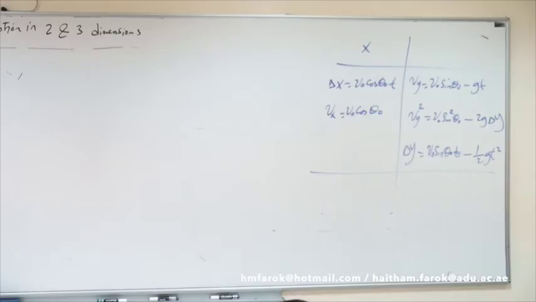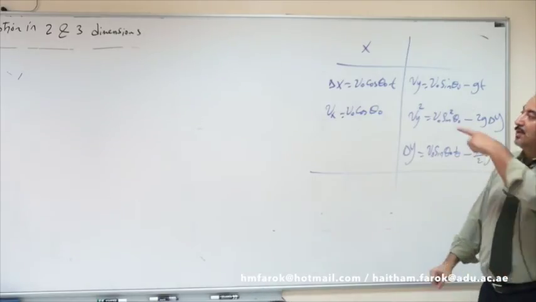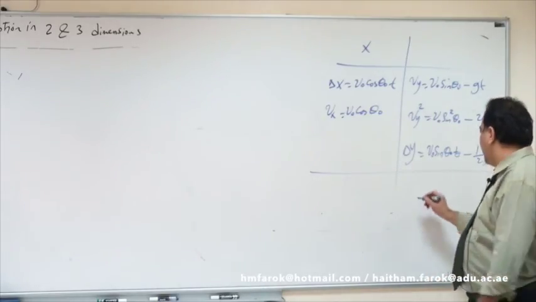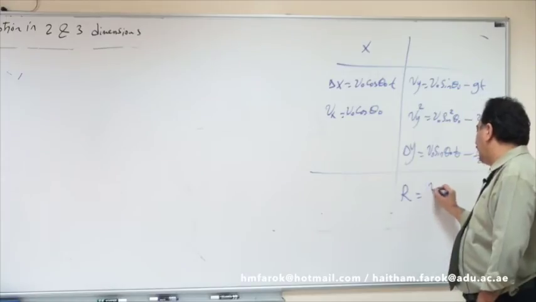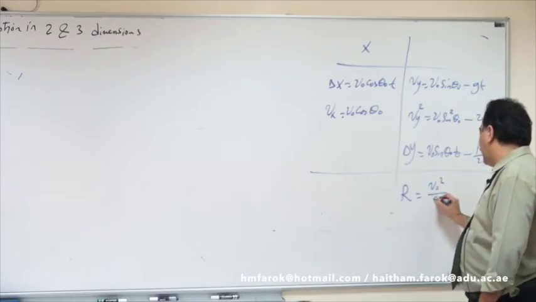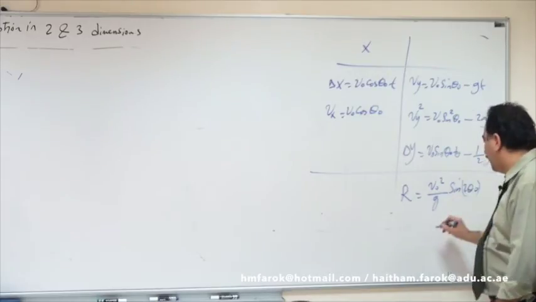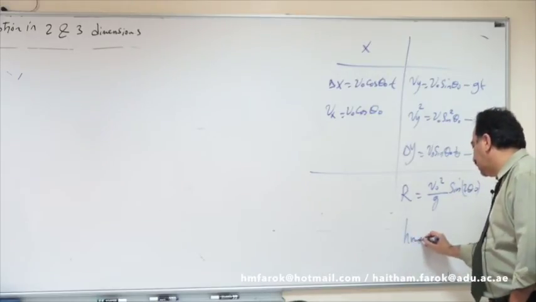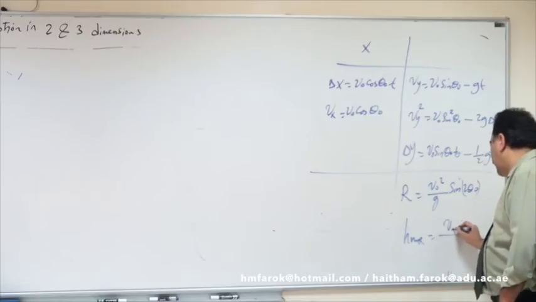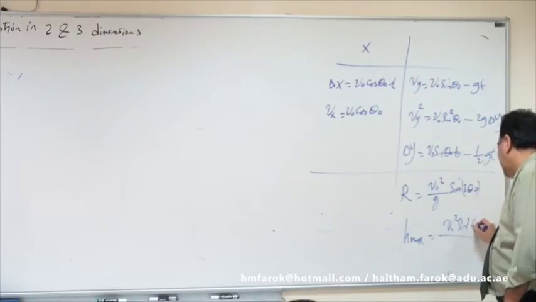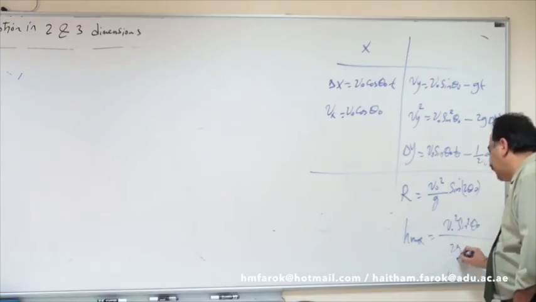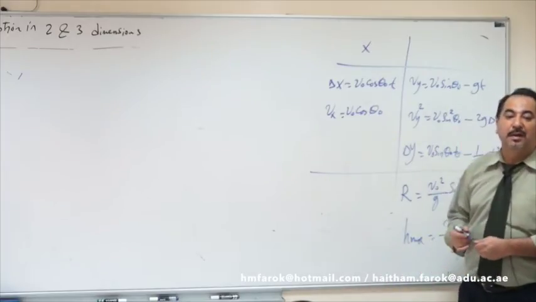Is that complete? No, there are 2 more because it's symmetric. R equals V naught square over G multiplied by sine twice the angle, and H max equals V naught square sine square theta naught over 2G. What's the question? Find what?